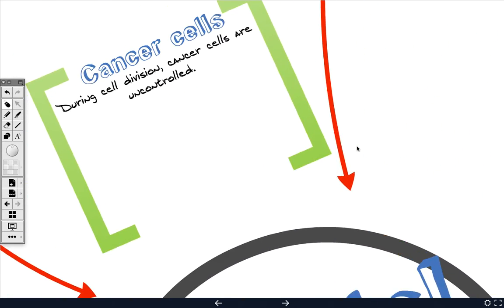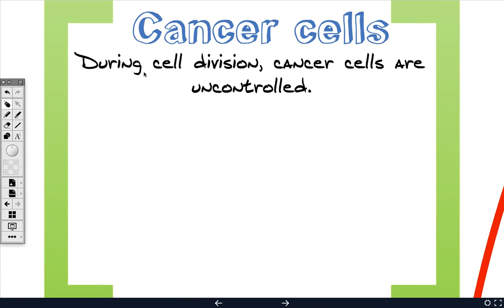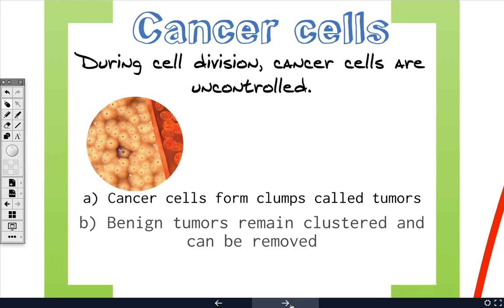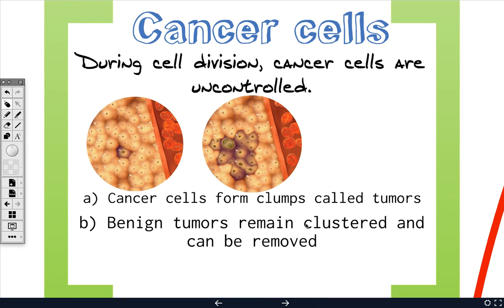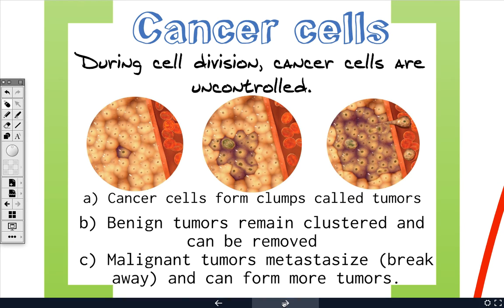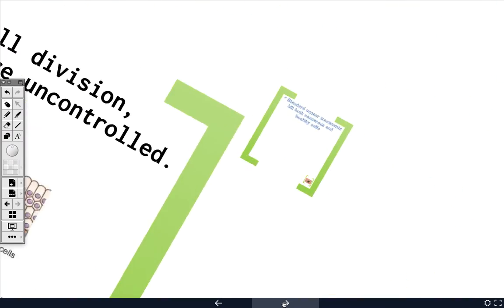And so a couple things can happen with cancer cells, but during cell division, this part you're going to write down here on your notes. Cancer cells are uncontrolled. They form lumps called tumors. Benign tumors remain clustered and they stay in one spot and they can be removed. And then we've got the other one, if you remember, it's called a malignant tumor. And that's when they've metastasized, or they break away, and they can form more tumors elsewhere in the body. And those are obviously really bad.